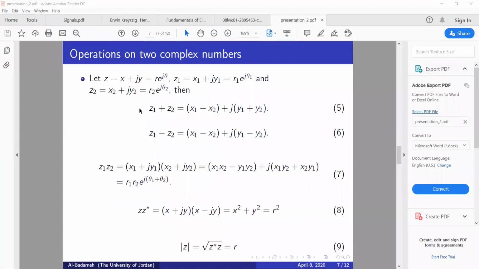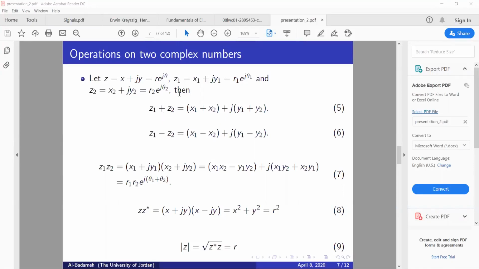Now we will consider some operations on complex numbers. So basically, if we have a complex number z, where z is equal to x plus jy, which can, of course, be represented in terms of the complex exponential form, r e to the power j theta. Similarly, we have z1 equivalent to x1 plus jy1, and equal to r1 e to the power j theta 1. z2 is equal to x2 plus jy2, and it is equal to r2 e to the power j theta 2.